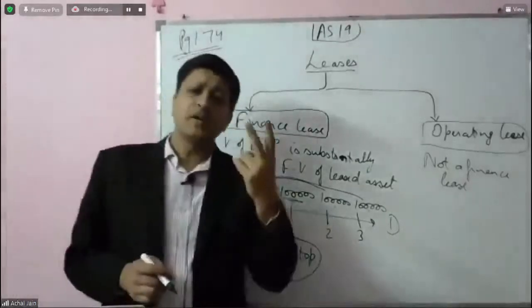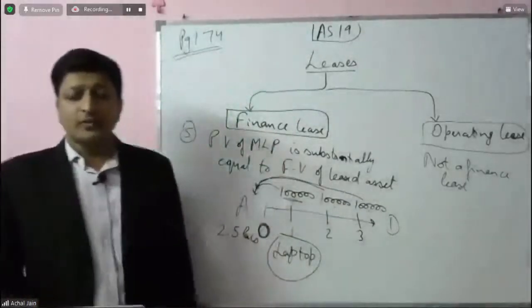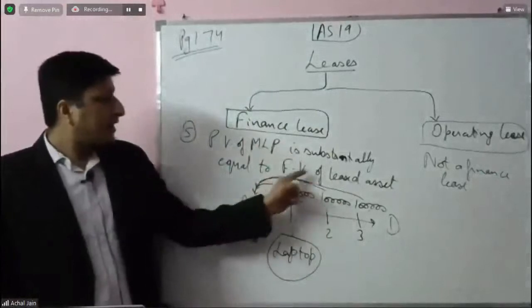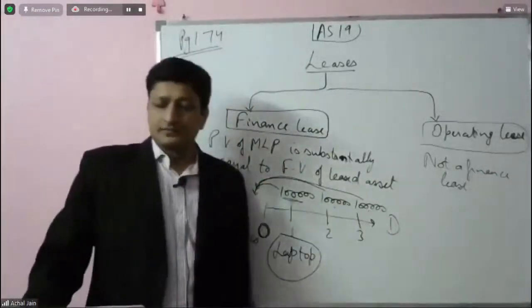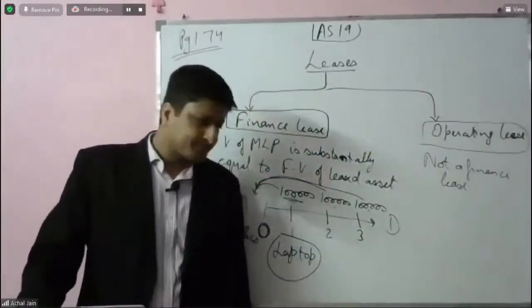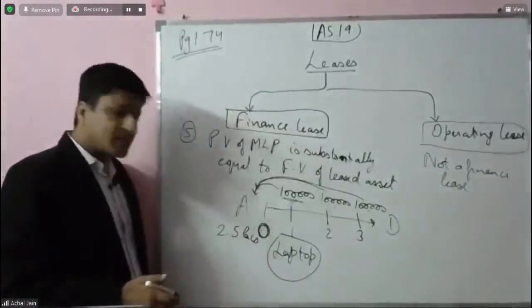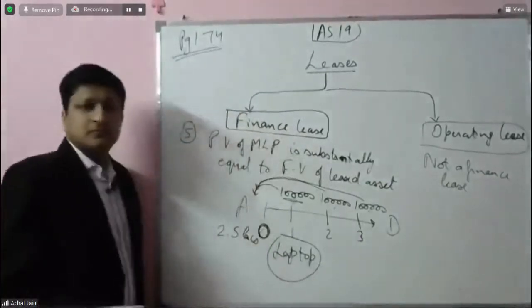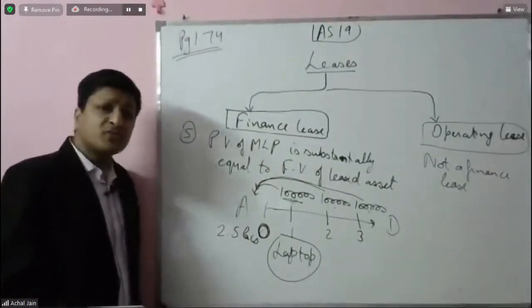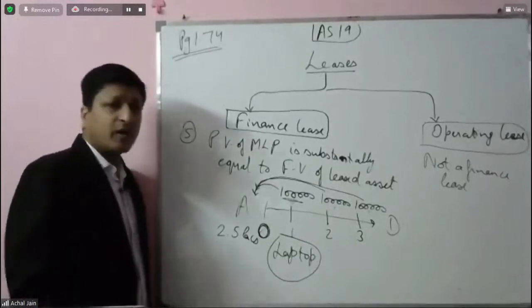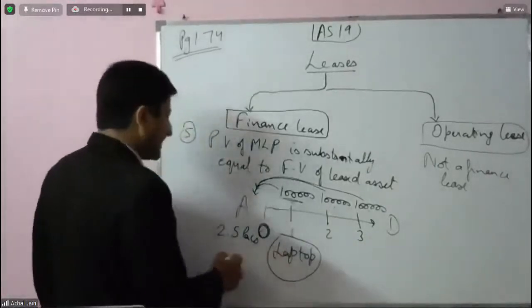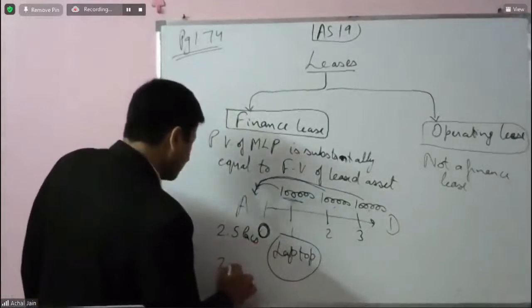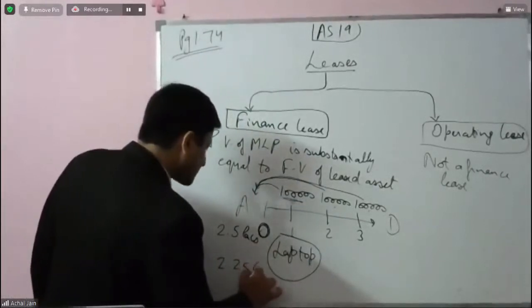Next, point number 2. What do we need to compute now? Fair value of the leased asset. Okay. Now which asset is involved? Laptop. Let's suppose if we have to check its fair value, what did we find? We find its fair value to be equivalent to 2.25 lakhs.